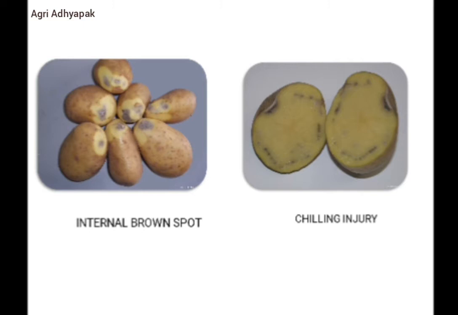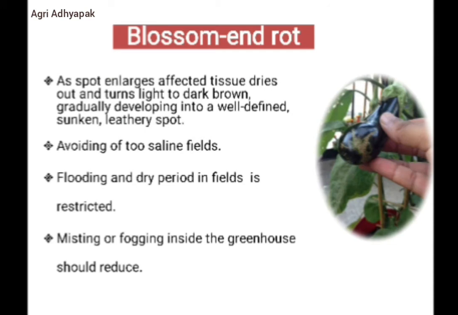And next one is chilling injury, which is majorly due to the low temperature growing or low temperature storage. And next, blossom end rot in brinjal. In case of tomato, brinjal and chili, the blossom end rot factors, reasons and symptoms will all be similar. Although I will explain once again, as the spot enlarges, the affected tissue dries and turns dark brown, as we see in the picture, and it sunkens and develops a leathery spot.